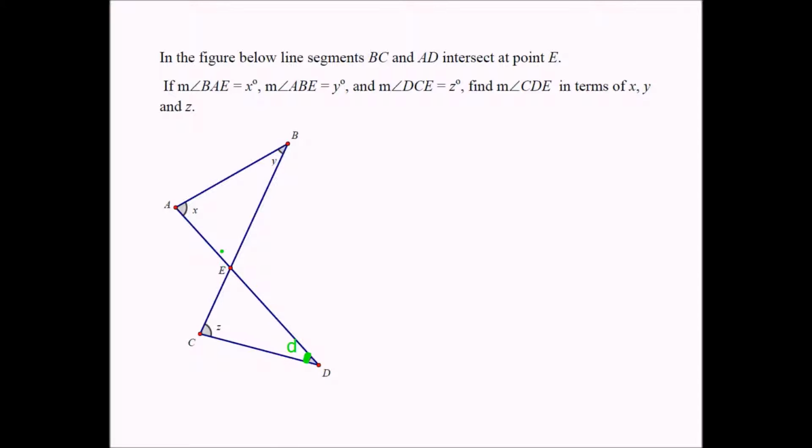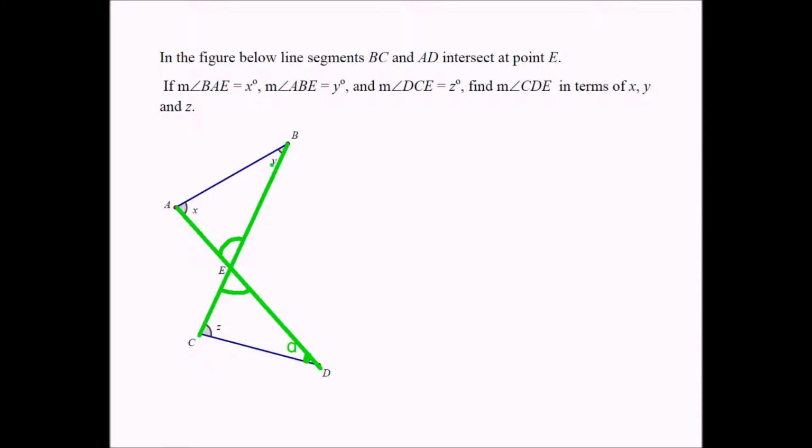Now, the line segments AD and BC intersect at point E. That means these two angles are vertical angles and they are congruent. Now, this triangle AEB has three angles, X, Y, and this green angle.